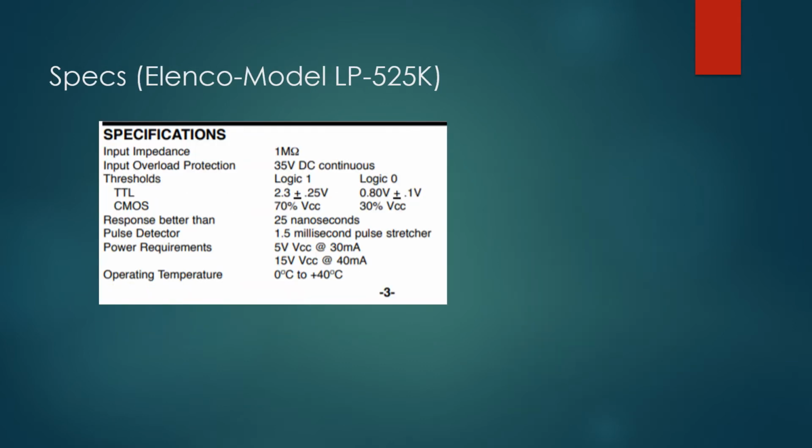Some of the specifications of the probe are: input impedance, which is 1 megaohm; input overload protection, which is 35 volt DC; for TTL, 2.3 plus or minus 0.25 volts and 0.8 volt plus or minus 0.1 volt. For complementary metal oxide semiconductor, the thresholds are 70% and 30% of VCC. Response is faster than 25 nanoseconds, and the power required is 5 volt VCC at 30 milliampere and 15 volt VCC at 40 milliampere.